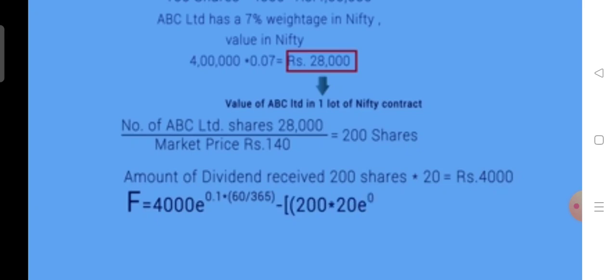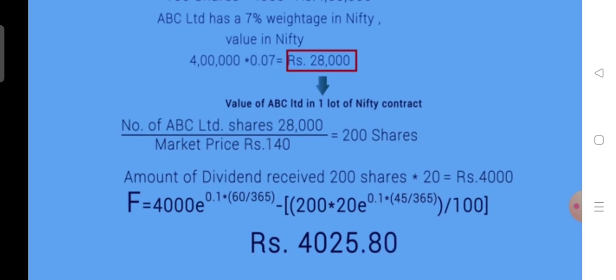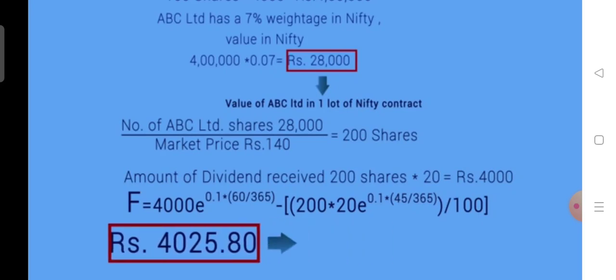So we can solve and calculate one lot of Nifty's futures by 4,000 into e to the power RT, that is 0.1 into 60 by 365, minus 200 into 20 into e to the power RT, that is 0.1 into 45 by 365, total divided by 100, which comes to rupees 4025.8 per lot of Nifty.